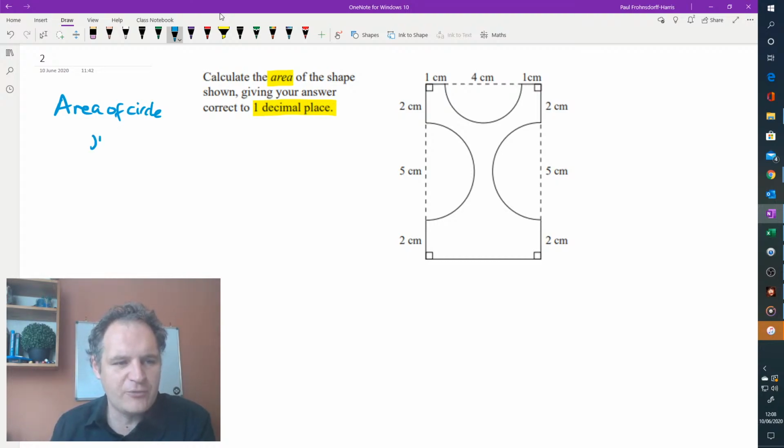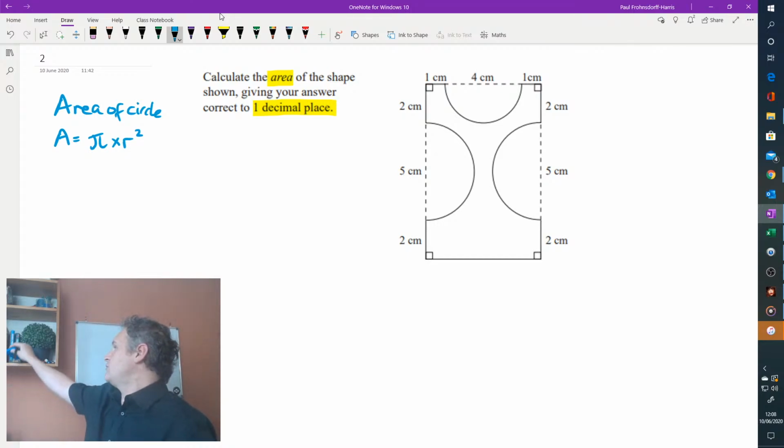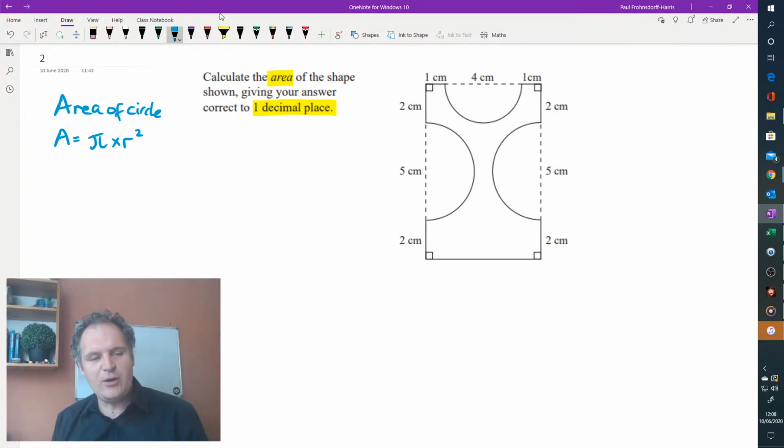The area of a circle is pi times radius squared. I use the little song, circumference is pi times diameter, pi times diameter, pi times diameter, circumference is pi times diameter, area is pi r squared. Now the second bit tells me I'm going to need my calculator, so I'm going to reach behind me and grab it. And it tells me that because it says it wants it correct to 1 decimal place.